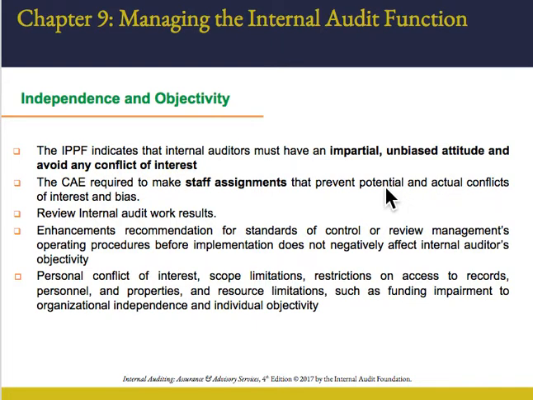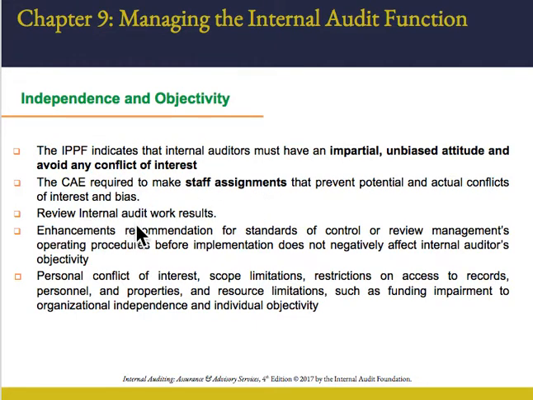For example, before any engagement, each individual within the internal audit team must sign that he has no investment in that organization, for example, or that he has no direct relationship, first or second degree, with any of the auditee employees.